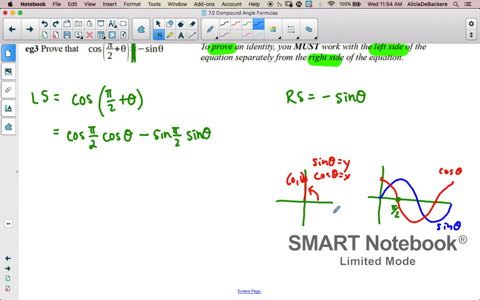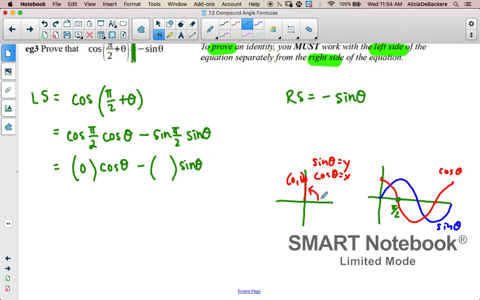All right, so we've got our rough work. You're looking at one of these two diagrams. You wouldn't do both. And we can see here that cos theta, it's the x value, so it's 0. Or if you're looking at the curve, the height of the cos curve at pi by 2 is 0. So I know the cos of pi by 2 is 0, and I'm going to multiply that by cos theta. And then I need to figure out sine of pi by 2.